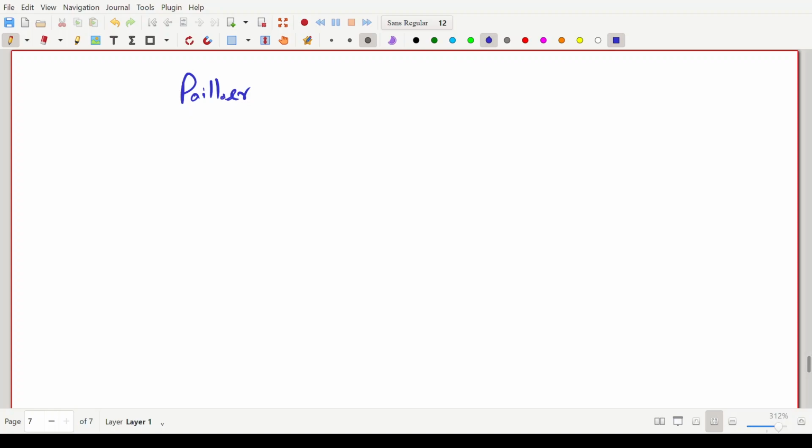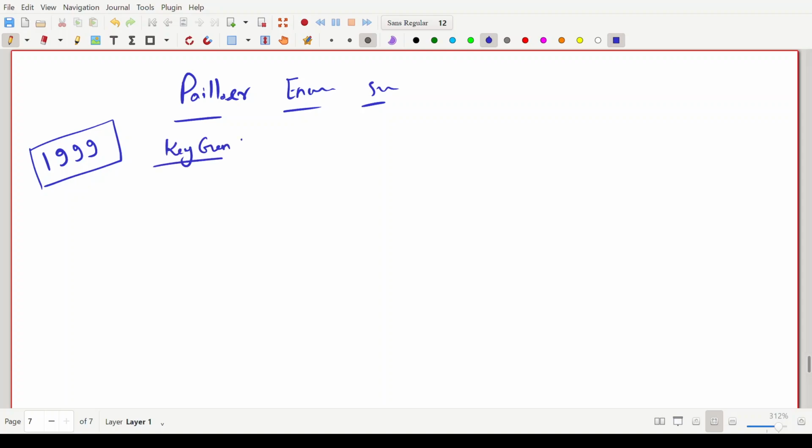Paillier cryptosystem, an encryption scheme, proposed in the year 1999. Let us quickly go through key generation. It is also based on integer factorization.